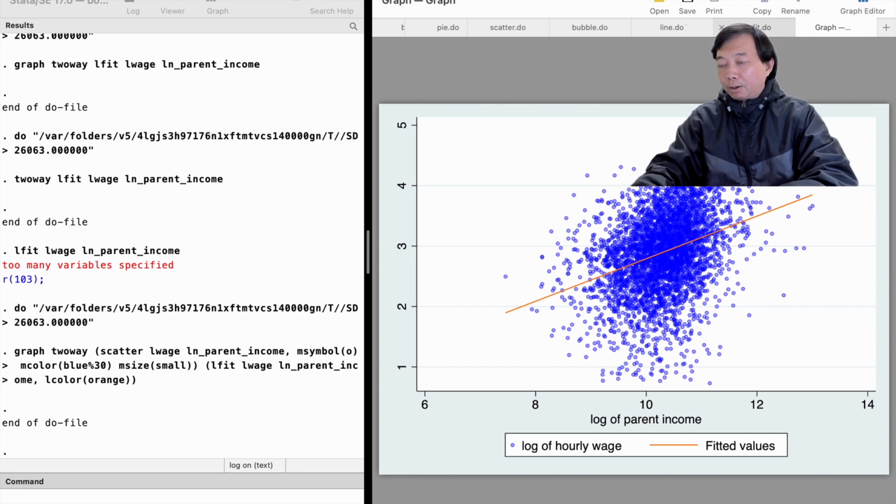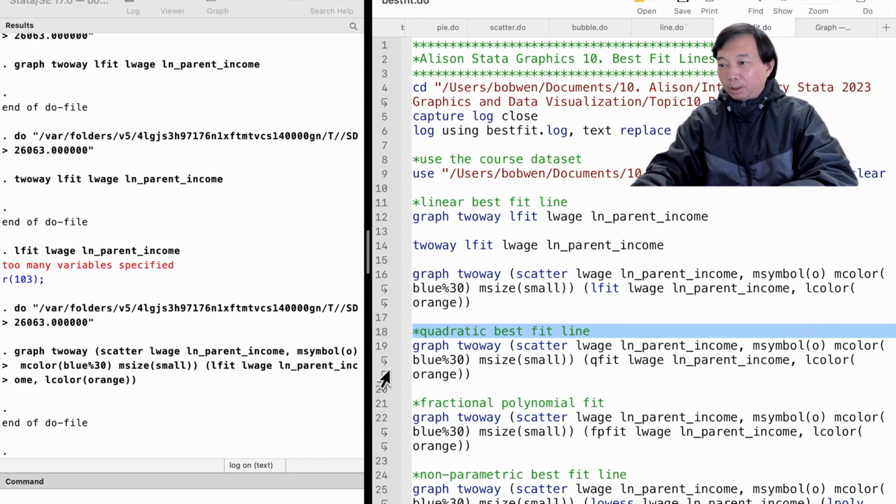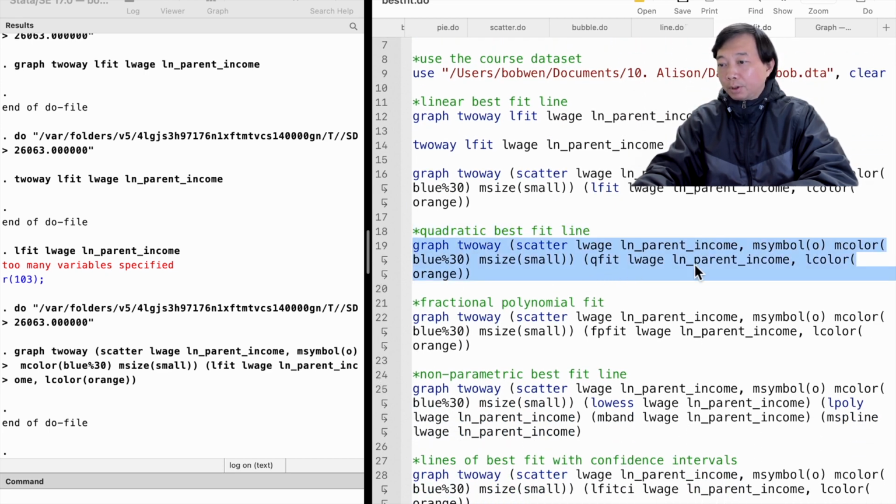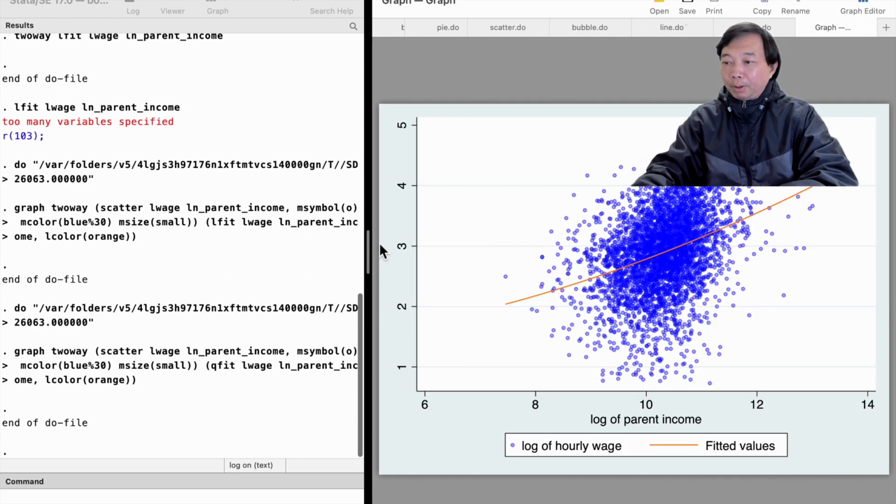Let's turn to the quadratic fit. The command qfit is for the quadratic best fit plots from an OLS regression of y on x and x squared, where y is the log of workers' wages and x is the log of their parents' income in this example.